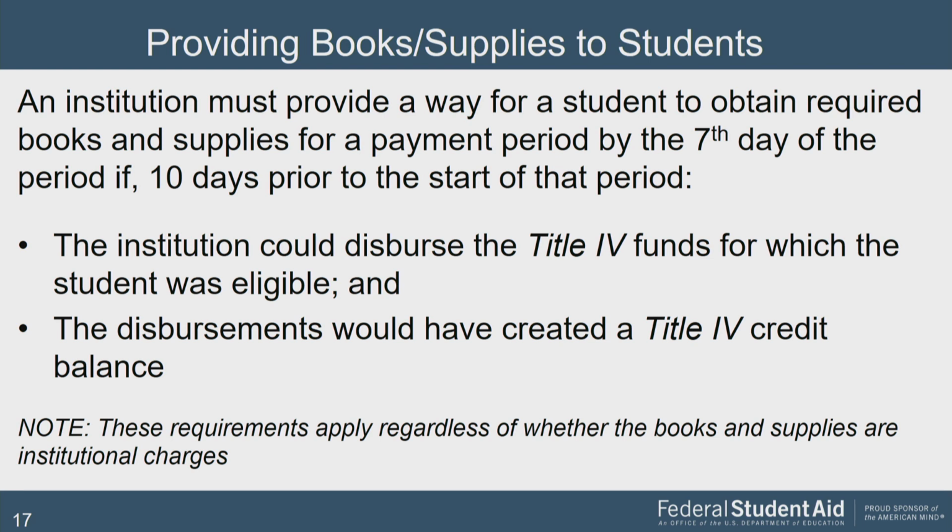So even though this is student-specific, technically, most of the time schools have just set up processes where students can use this if they want to. It's just a little easier to set up a process for students to obtain books and supplies that applies to everyone, rather than just to these Title IV recipients who happen to have a credit balance or who would have a credit balance at the beginning of the period. But this is technically the rule. You only have to do this for students who you could disburse funds to, and if you did disburse 10 days prior to the payment period, that would have created a Title IV credit balance.